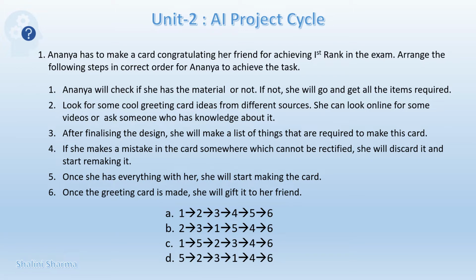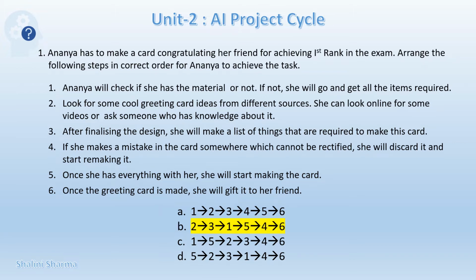Select the proper sequence in which Ananya is going to achieve her task from the options given below, and the correct response is B, step 2, then step 3, then step 1, then step 5, then step 4, and then step 6, which will help her in accomplishing the task.